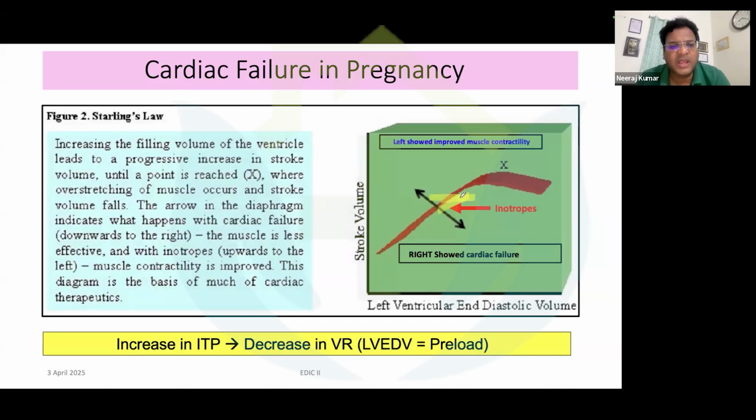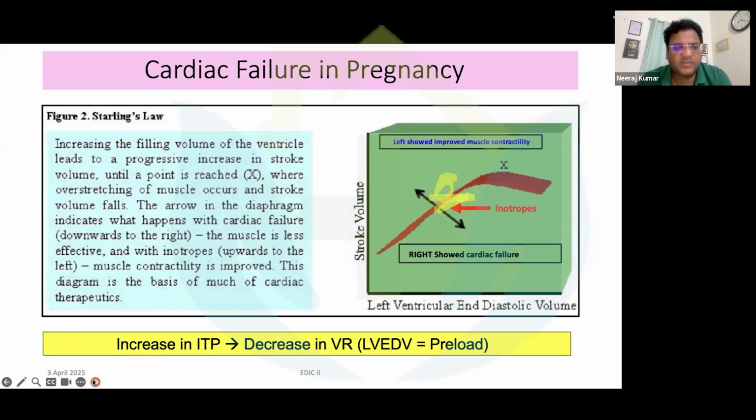Okay, that's why, because what will happen is your curve will move towards the left, and if it moves towards the left, it means your muscle contractility has started to improve. That's why the concept of adding inotropes is very important. It improves the muscle contractility as per your Starling law. So this is how this concept is important to understand.